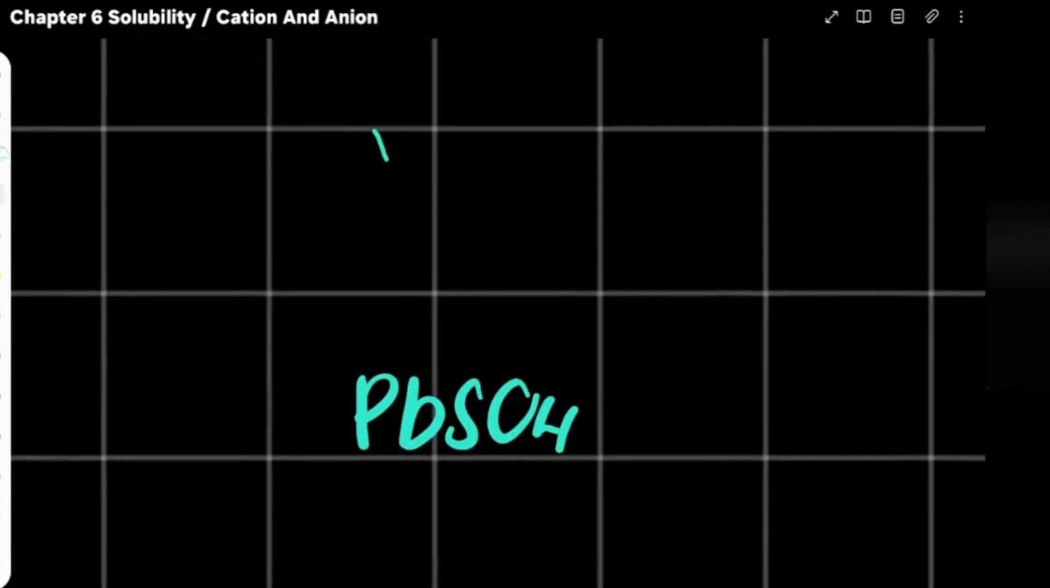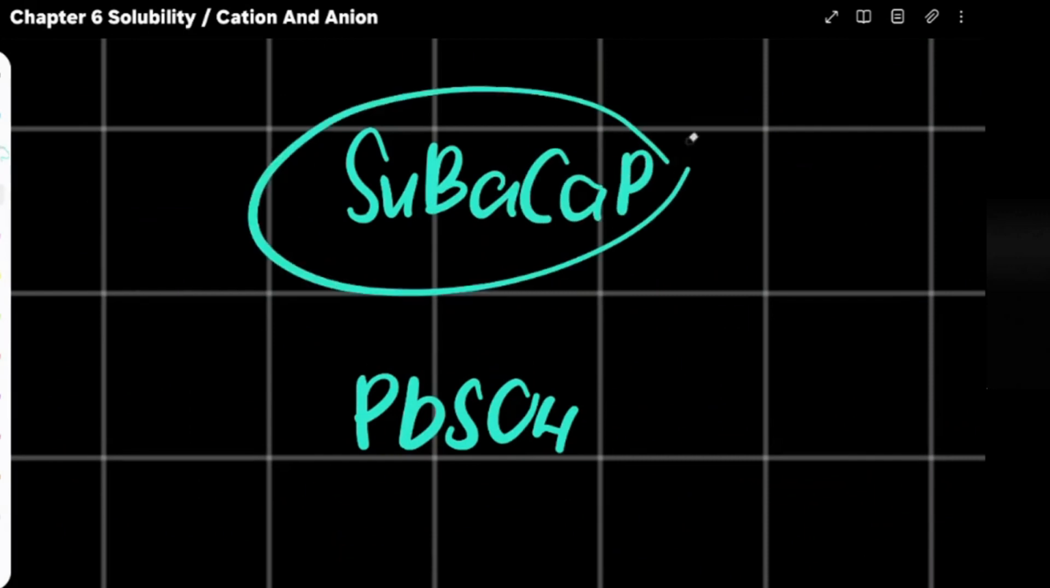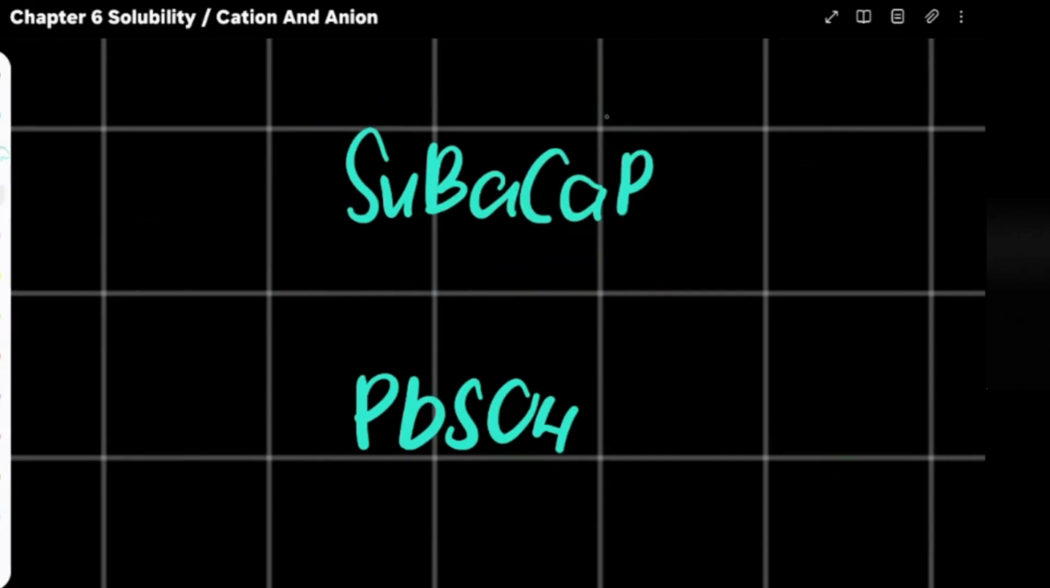Yes, there is. Subacap. I recommend you write down this paper so that you can easily see what the partner is. So sulfate. Now the partner that it has is barium, calcium, and plumbum or lead. And it has lead. That means this is insoluble. You already know the first step, insoluble.